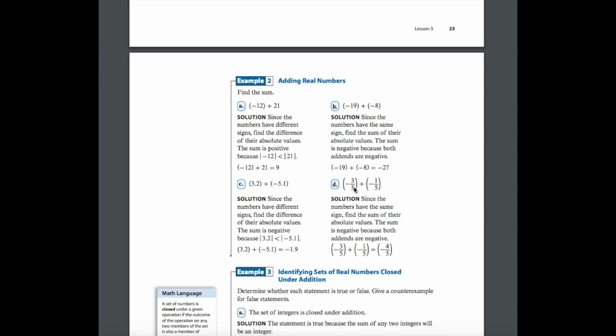Letter D, -3 plus -1/5. You got same sign sum, you can add them up. When you're adding fractions, they need to have common denominators. In this case, they do. So -3 is added to -1, you're going to get 3 plus 1 is -4.